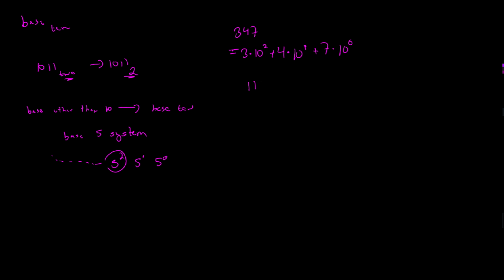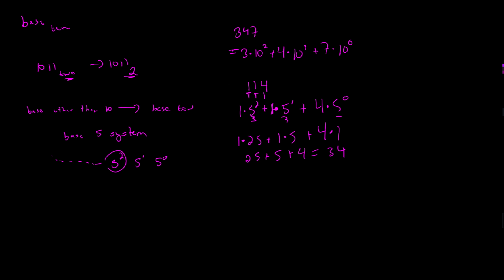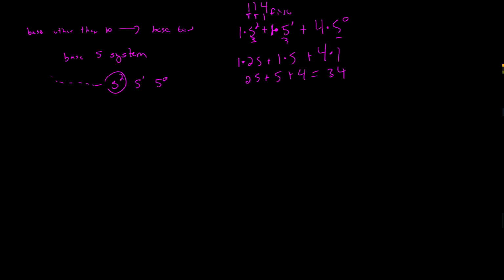So in a base 5 system, 114 would be 1 times 5 to the second plus 1 times 5 to the first plus 4 times 5 to the 0, right? Because each position has a base 5 representation, and so this would be 1 times 25 plus 1 times 5 plus 4 times 1, or 25 plus 5 plus 4, or 34. So I write that as a base 5 system. 114 is equivalent to 34 in base 10. And in base 10, we never write base 10. It's the system that we kind of reference to.